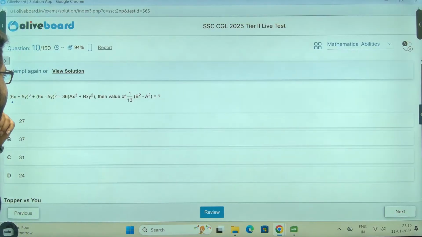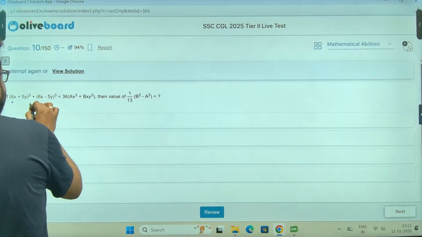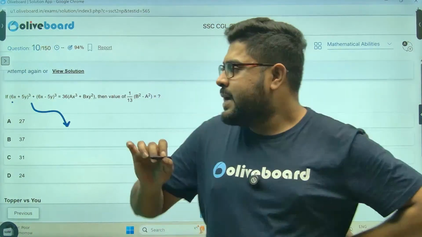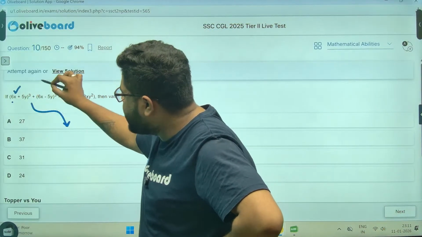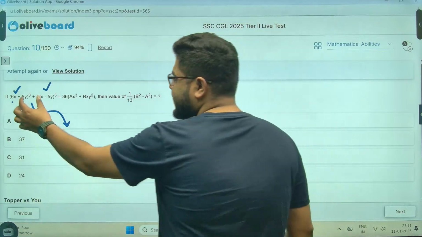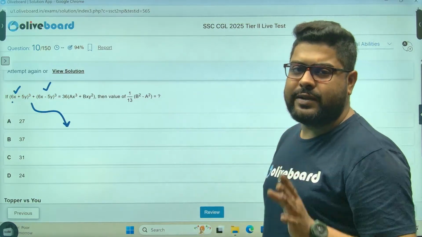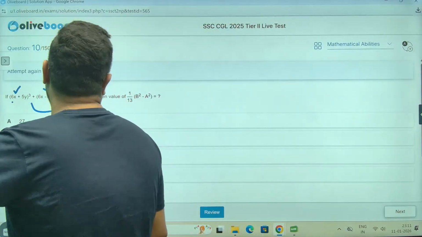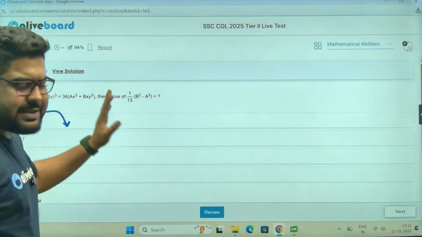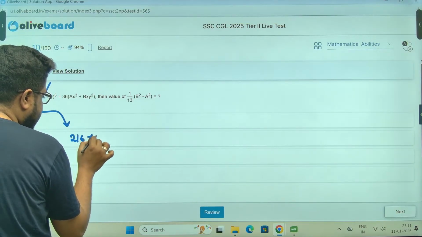This looks a little calculative. You can do it in 2 ways, as I can see. Either you can break this down individually, a plus b whole cube, a minus b whole cube, or you can also say this is a, this is b, a cube plus b cube. Whichever you feel comfortable. What I'll suggest, break it down normally because it's very simple. It will not be very difficult. 6 cube is 216. X cube.